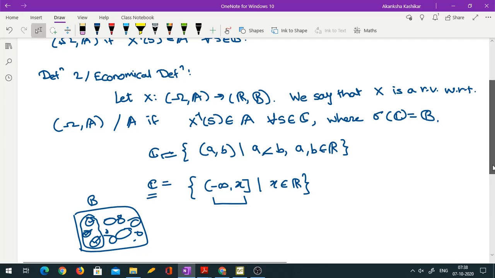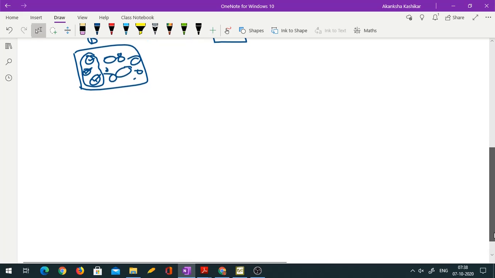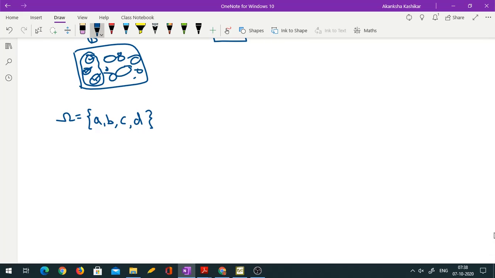Let me take one example just to make the concept clearer. Consider Omega equal to {a, b, c, d}. There are 4 letters, and let X of a be defined as 10, and X of b, X of c and X of d all be defined as 100. So X takes only two values: 10 if small omega is a, and 100 if small omega is any of b, c and d.